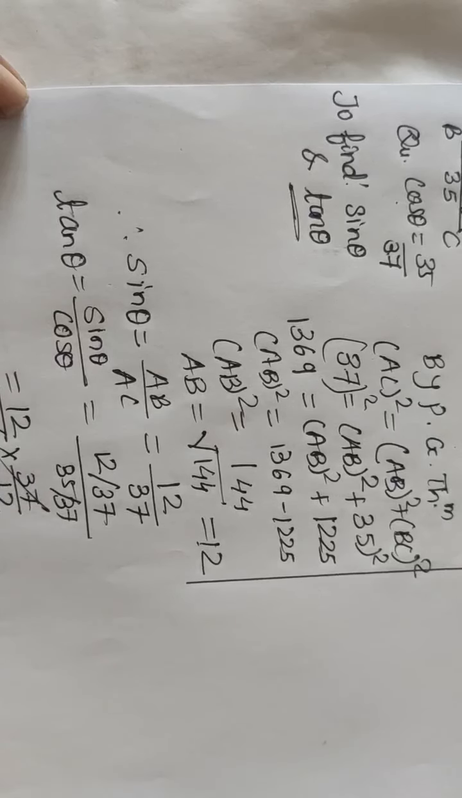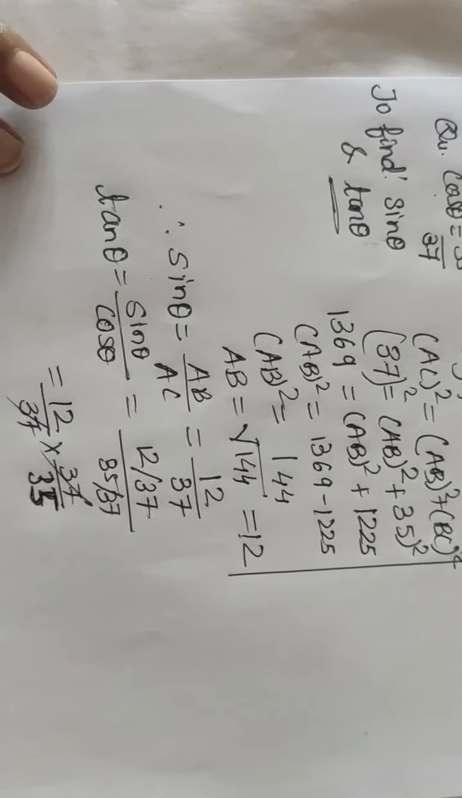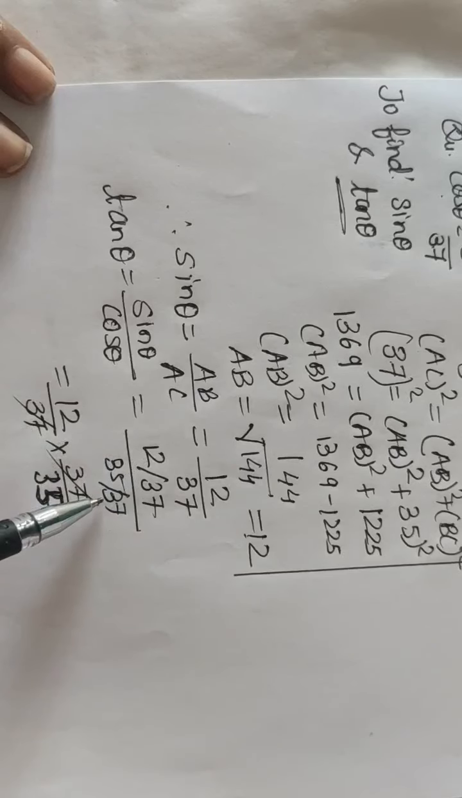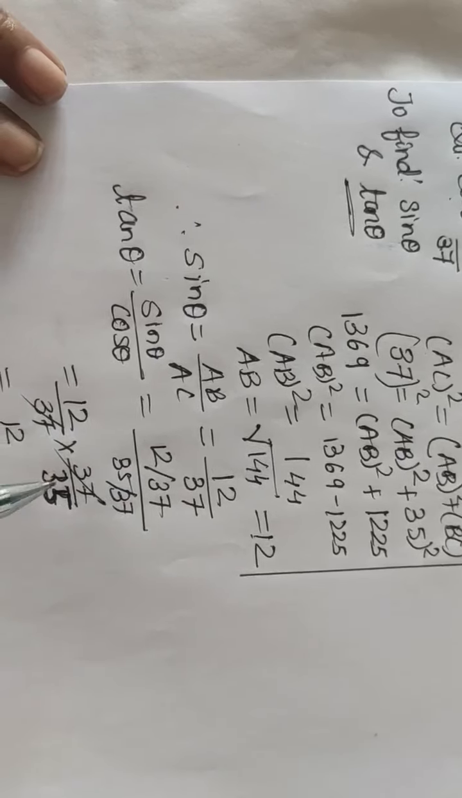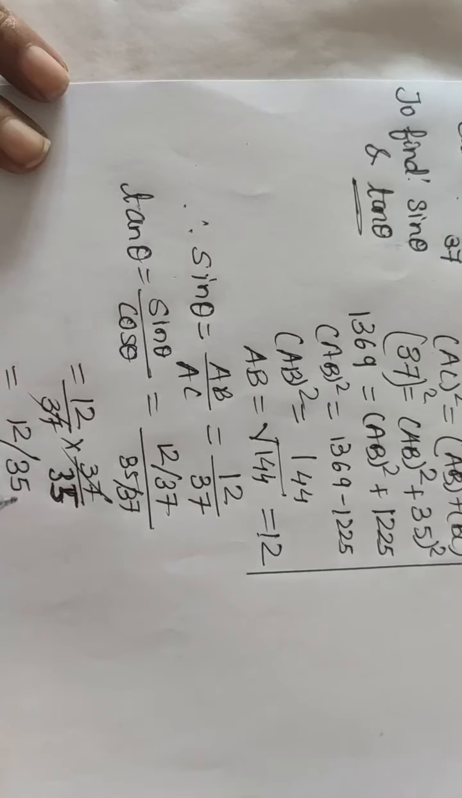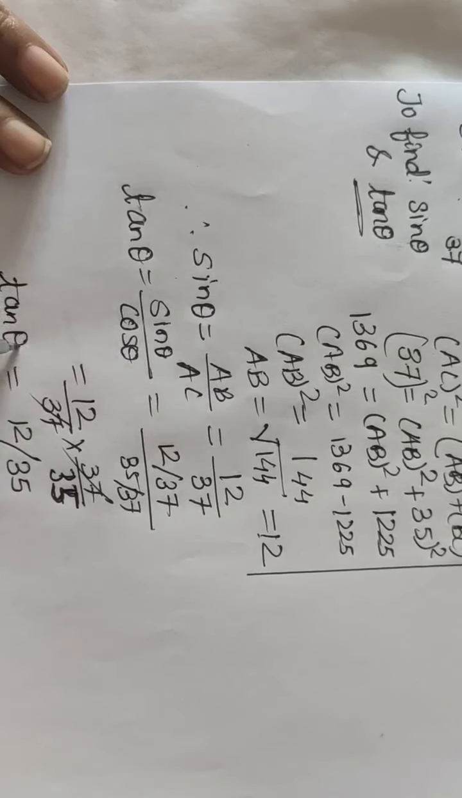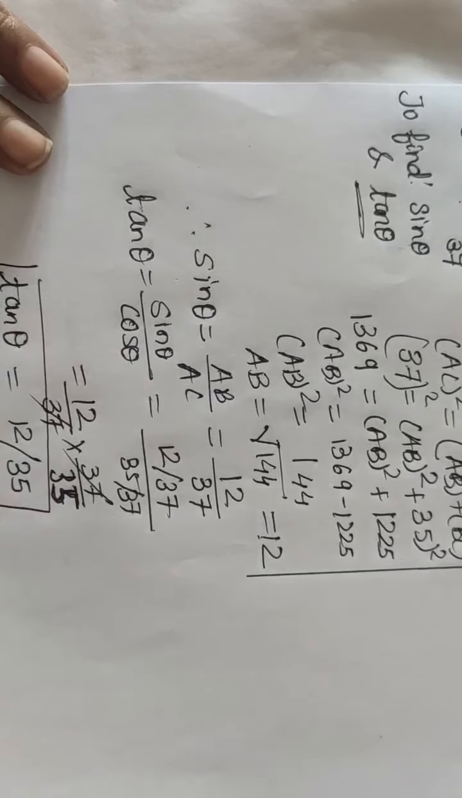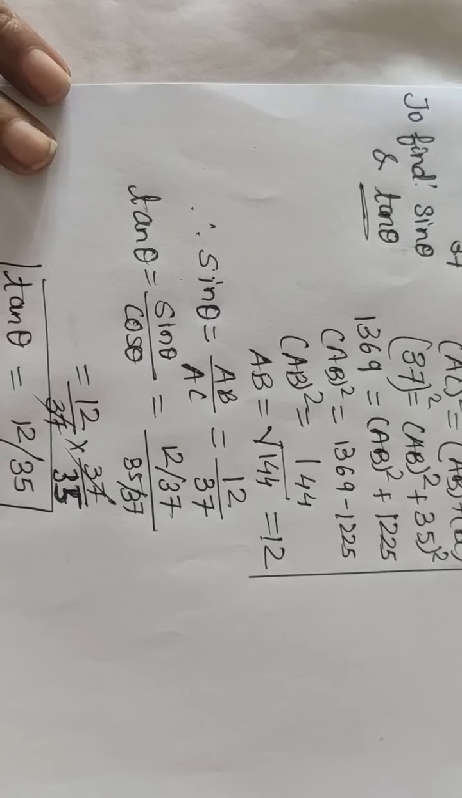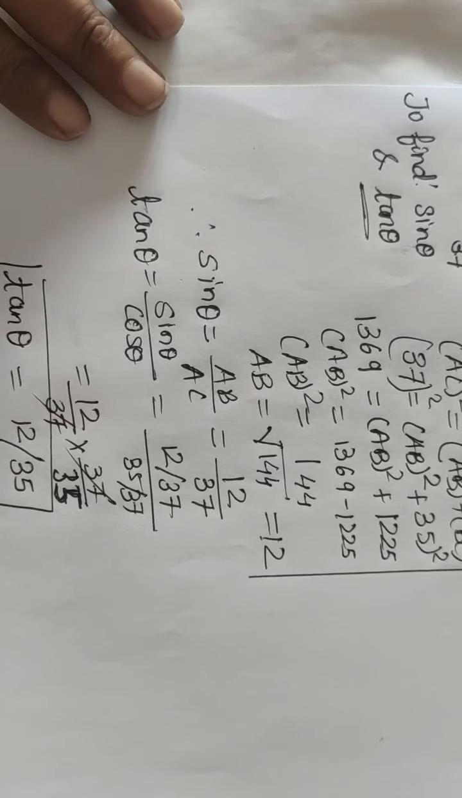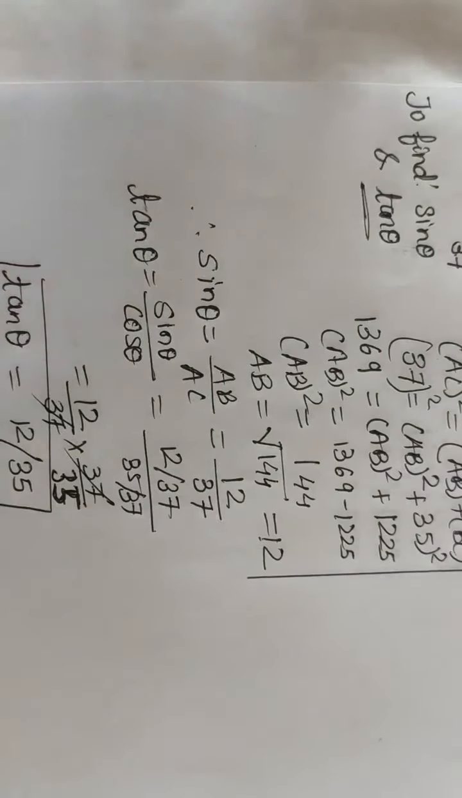Now just simplify: 12 by 37 into the reciprocal of 35 by 37, that is 37 by 35. The 37 gets cancelled and the answer is 12 by 35, which is the answer for tan theta. So in this way you can find the ratios by using Pythagoras theorem. This is one method, children. Now let us see the second method, that is by using the trigonometric identity.